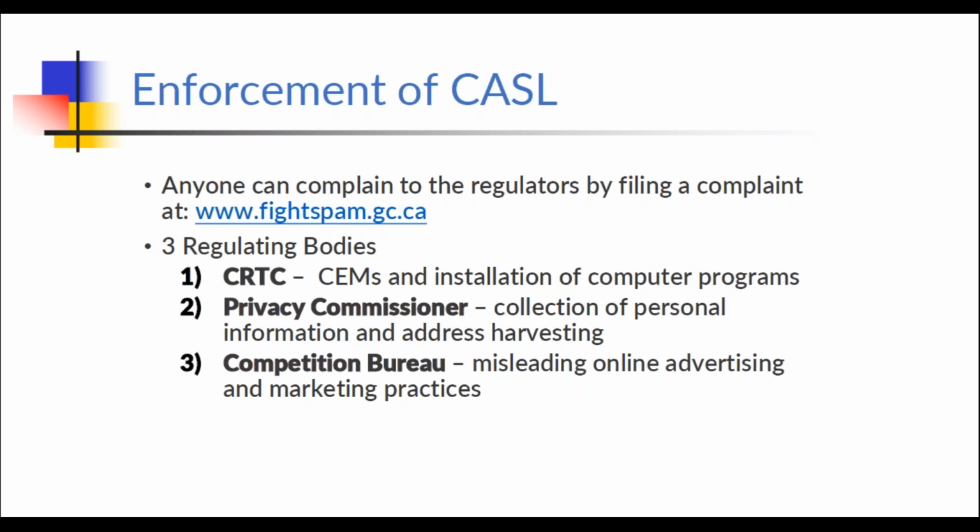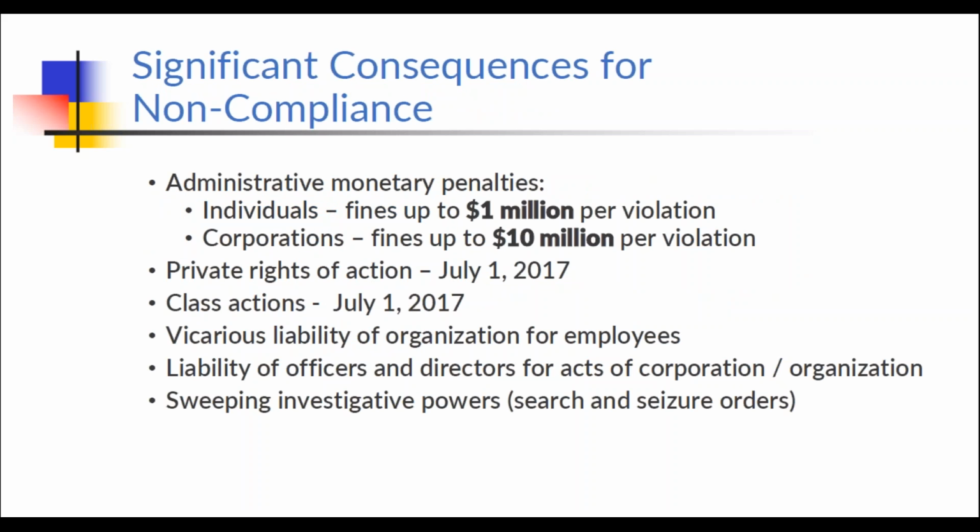by 3 regulatory bodies. The first one is the CRTC, which is the main regulatory body for CASL, and it's focused on what we are going to focus on today, which is the CEM component. The Privacy Commissioner also enforces CASL, and they've also taken some steps over the past 3 years to deal with that. One of the things they deal with, as I mentioned earlier, is email harvesting. And then the Competition Bureau deals with misleading online advertising and marketing practices, which applies less to charities and nonprofits.